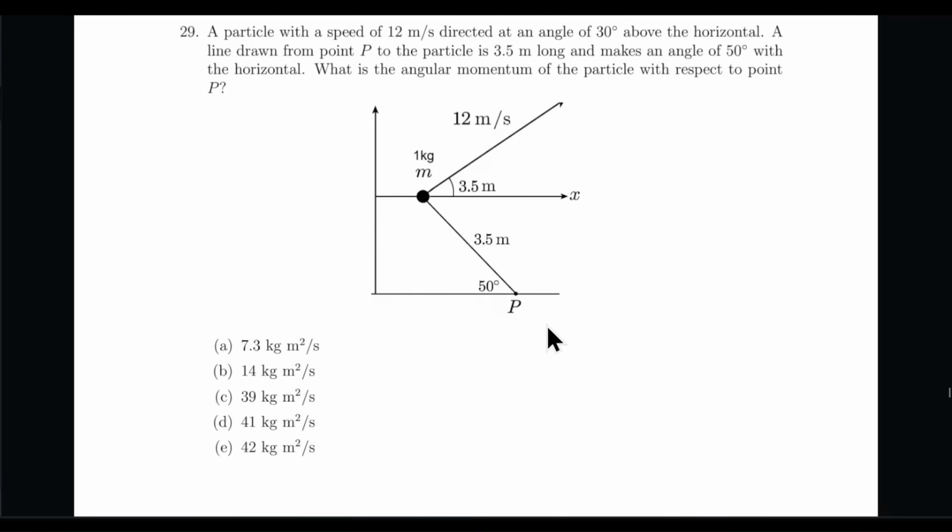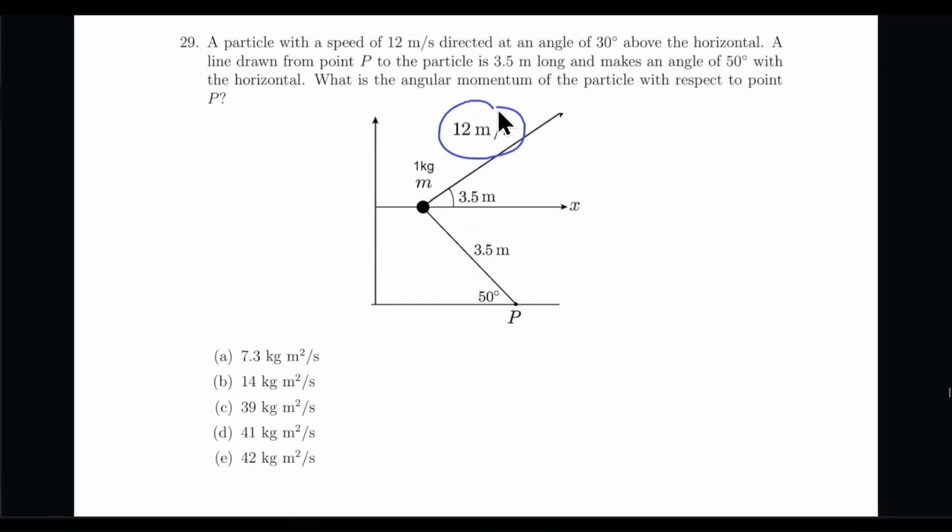What's going on here? A particle with a mass of 1 kilogram moving at 12 meters per second. Yes, I can see it at 30 degrees above the horizontal. A line is drawn from P to the particle. From P to the particle is 3.5 meters long and makes an angle of 50 degrees, sorry. So this is 3.5 and this is 50 degrees. What is the angular momentum of the particle with respect to the point P over here?